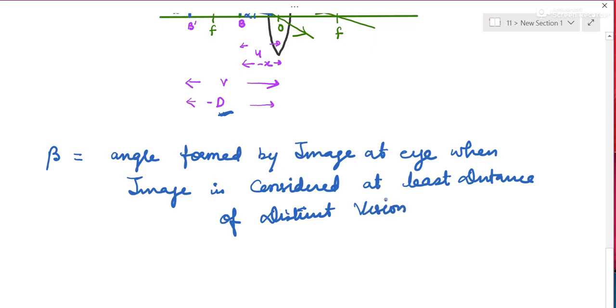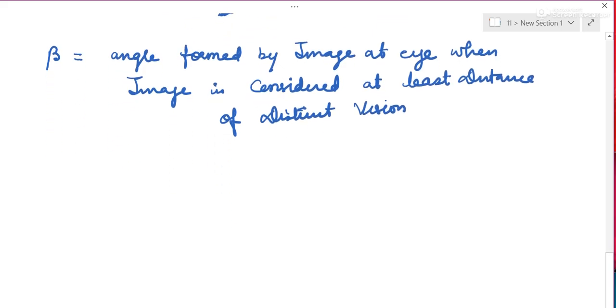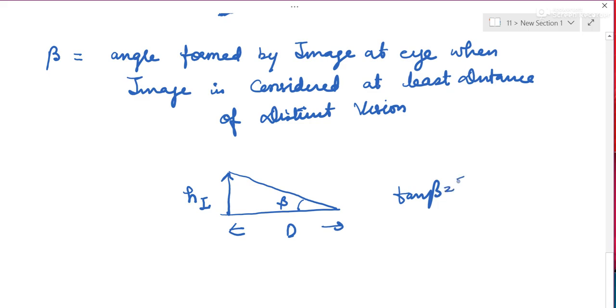So let us show beta now. If you wish, you can draw it as some angle. So this is some angle. Beta is the angle formed by the image. So this is the height of the image, where we are considering it at the least distance of distinct vision. So tangent beta can also be read from here, but we write beta by some other triangle. So do not write it by this.